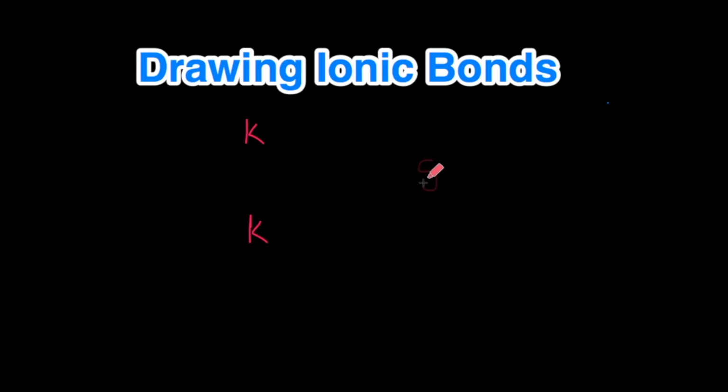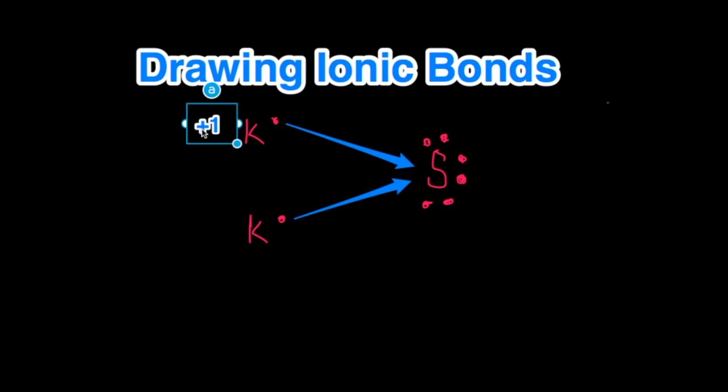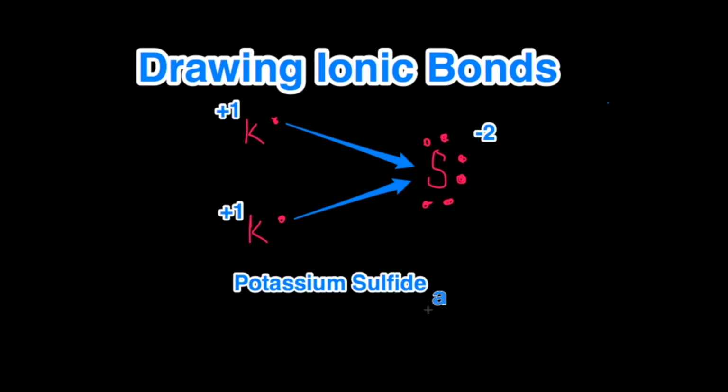Now we can draw the 2 Ks with their 1 valence electron and draw the 1 S with its 6 valence electrons. After that, we can draw arrows from both of the K's valence electrons pointing to the empty valence electron openings in S. When we do that, because the potassiums lost their 1 valence electron, they now both have a plus 1 charge, K plus 1 and K plus 1. And sulfur, gaining 2 valence electrons, now has a minus 2 charge, S minus 2.